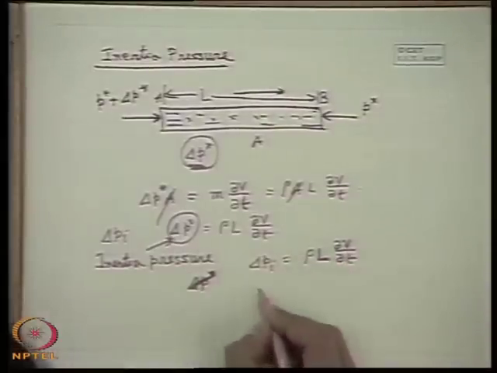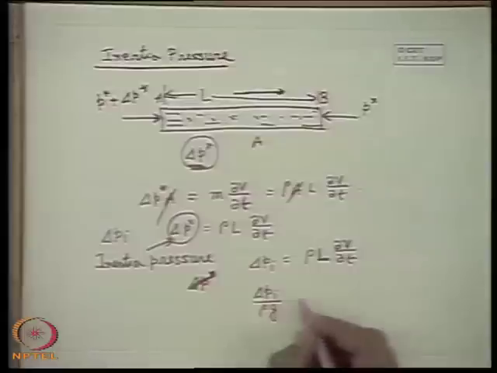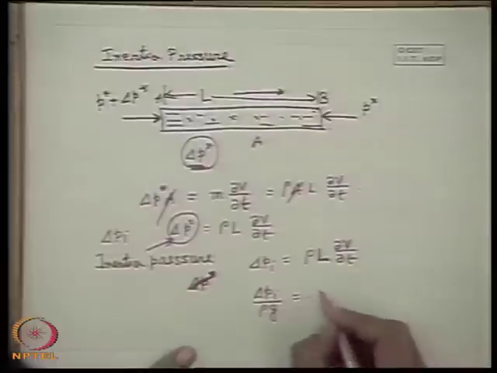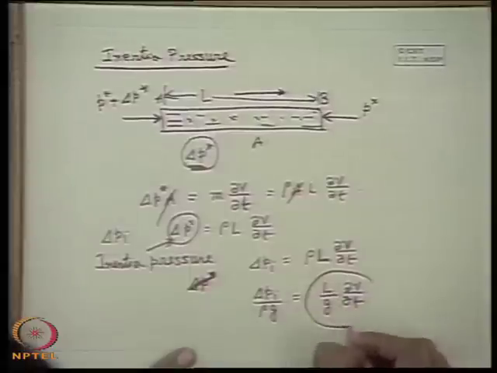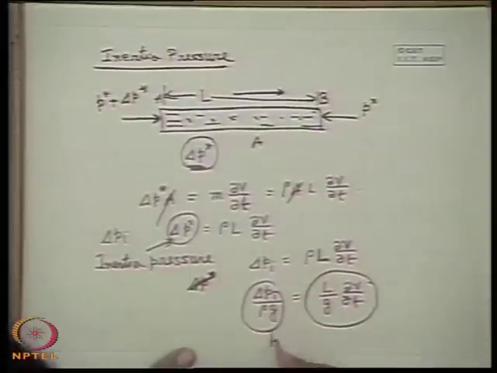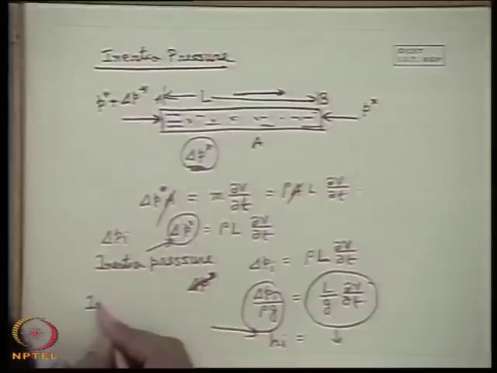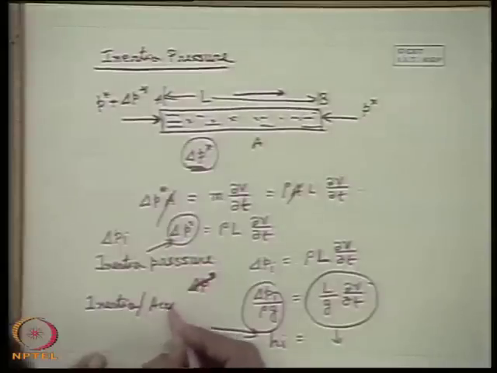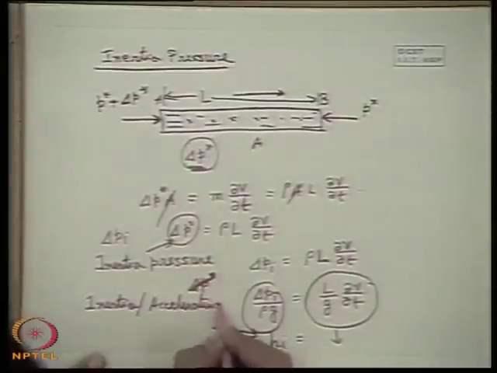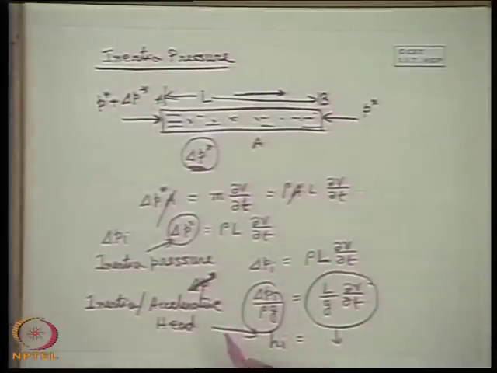∂v/∂t is the temporal acceleration. Now, if this is expressed in terms of head, that is per unit weight, ΔP_I by rho g, we can write L by g ∂v/∂t. This can be written as H_I, and this quantity is known as the inertia or accelerative head.